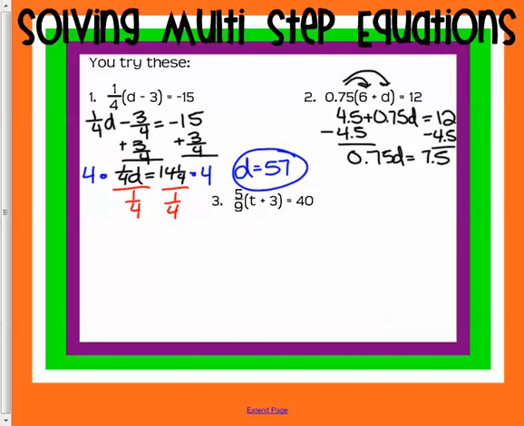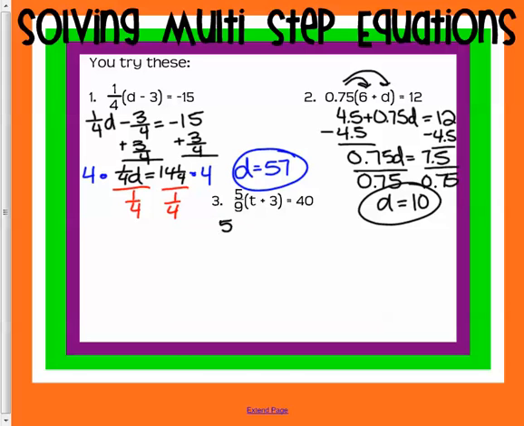Over here, okay, so we get 75/100 times 6 is 4 and 5/10 plus, and 75/100 times d is 75/100 d, and that equals 12. So take the 4 and 5/10 away from both sides, and then when we get our answer, we have to get rid of the 75/100 by dividing it. So we get d equals 10.